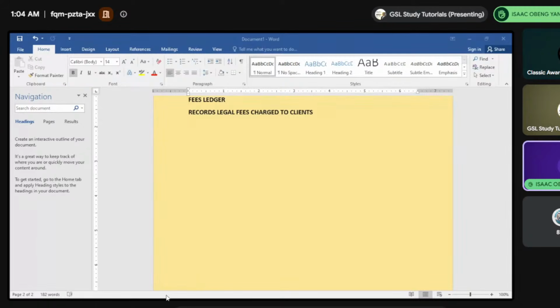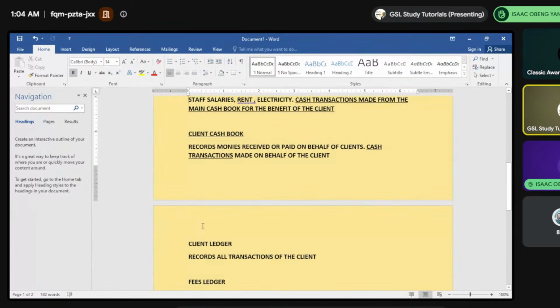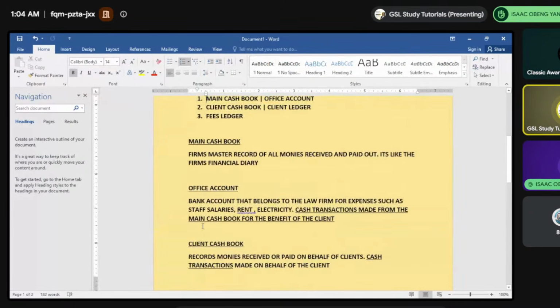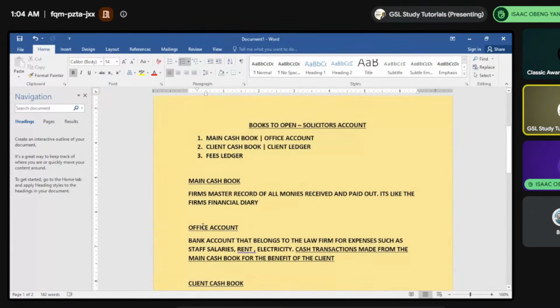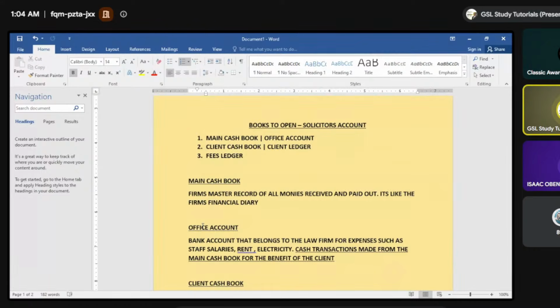Okay, so for the purposes of our exams, God willing, on Friday, I want you to keep in mind that there are 5 books to be opened. But the main cash book has a relationship with the office account. We'll be using them together. The client cash book and its ledger, we will use them together. Then the fees ledger is going to be on its own.